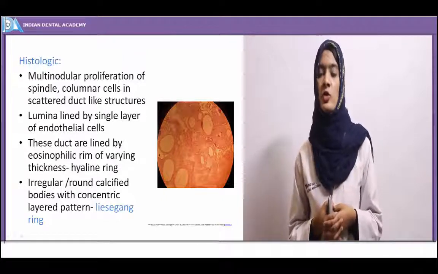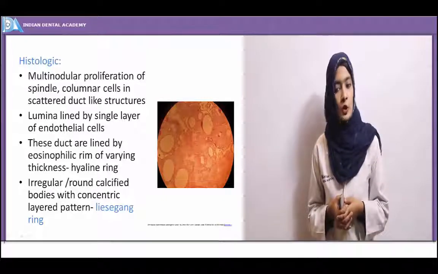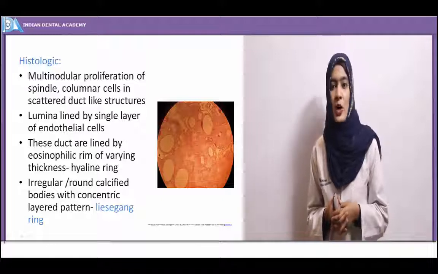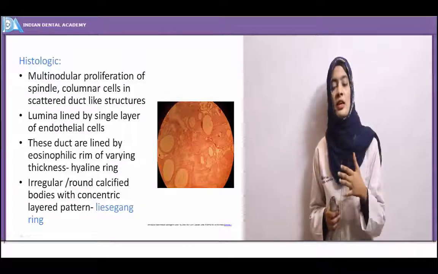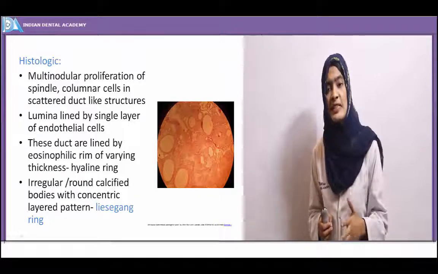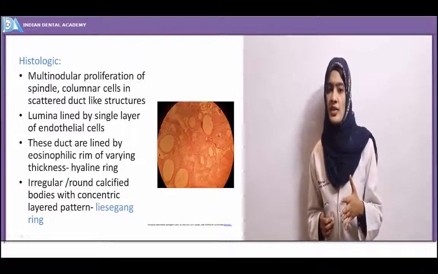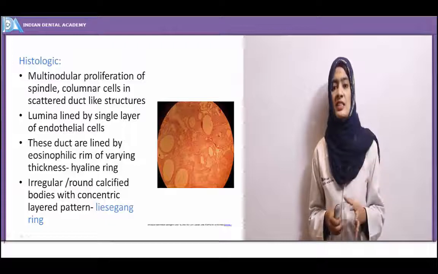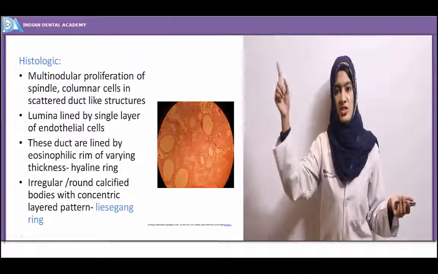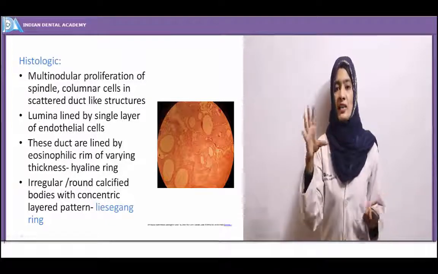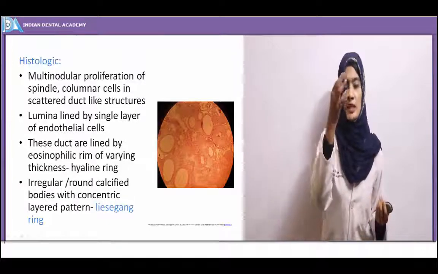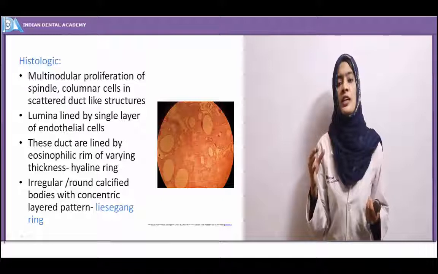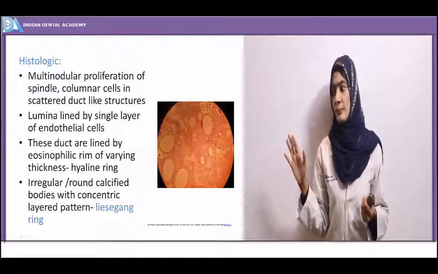Now we'll see the microscopic picture. As I told you, in the microscopic picture of adenomatoid odontogenic tumor, there is epithelial proliferation. But how? Epithelial proliferation of spindle cells, columnar cells or cuboidal cells is seen. They are scattered in duct-like structures. Okay, circular duct-like structures are present. The duct-like structures are frequently lined by a layer of eosinophilic ring, that is nothing but the hyaline ring.